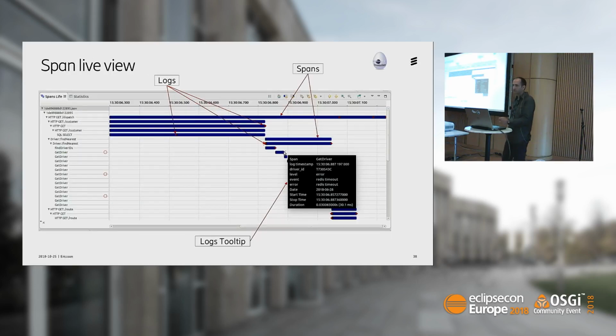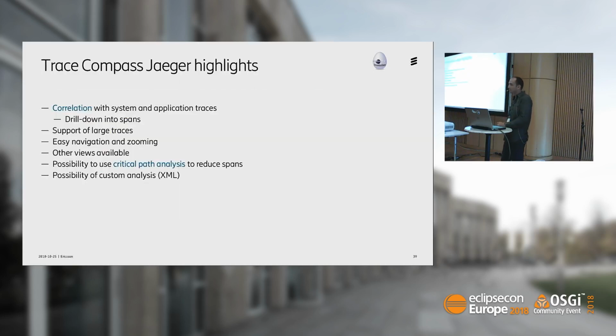And so the span live view, if you're familiar with the web UI from Jaeger, provides you similar information. You have all the spans and executions and so on. And you get the log information as tooltips, and you have each log as a marker, so you can go there and get the tooltip. So the highlights: if you're happy with the Jaeger UI on the web, you can definitely use it, and it's a great tool.